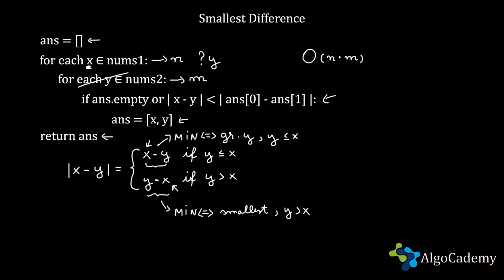And find the smallest y such that y is greater than x, and take this difference, and we are going to take the minimum between these two, and that's going to be the minimum absolute difference which uses x as the number in nums1. Let's take again our previous example.